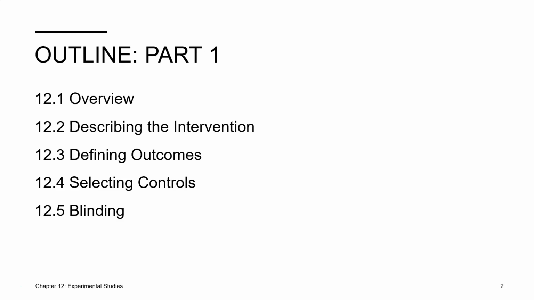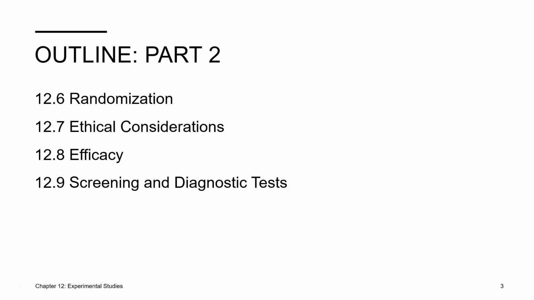Here's an outline of the chapter. Section 12.1 provides an overview. Section 12.2 covers describing the intervention. Section 12.3 covers defining outcomes. Section 12.4 covers selecting controls. Section 12.5 covers blinding. Section 12.6 goes over randomization. Section 12.7 covers ethical considerations. Section 12.8 covers efficacy. And Section 12.9 covers screening and diagnostic tests.